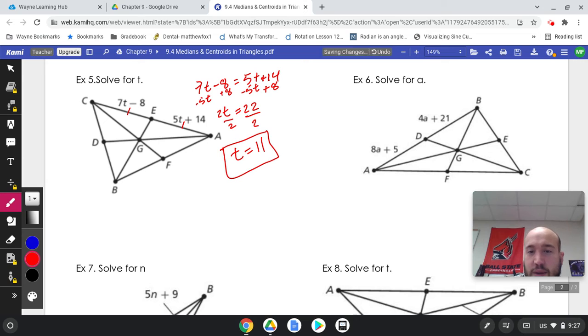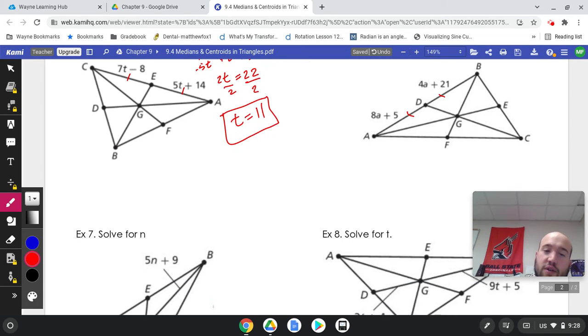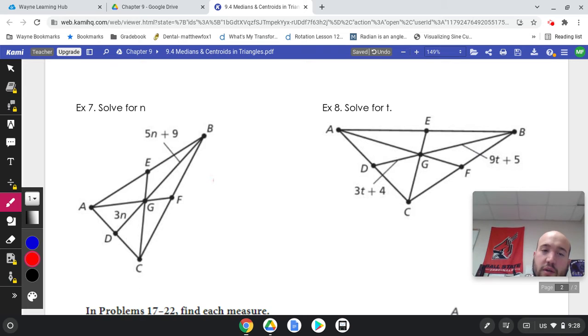Okay, your next one, example 6. Same approach. You'd set those equal to each other. If we solve that, I'm not going to, just to save time, but you will get A equals 4. If you need help with that one, send me an email, I'll reach out, and I'll help you. Okay, so now, example 7.